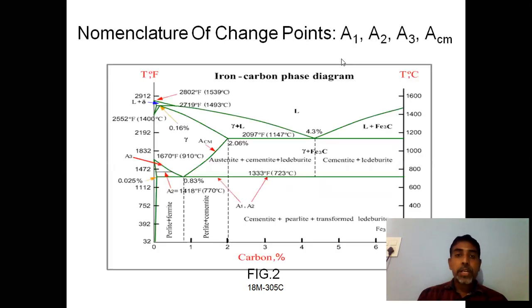And coming to the nomenclature of A1, A2, A3 and Ac1. If you observe here, you are having A1, that means temperature arrest A1, A2, A3 and Acm. So we will discuss these 4 points in detail in the iron carbon equilibrium diagram. For time's sake, just remember where it will be and the significance of A1, A2, A3 and Acm.